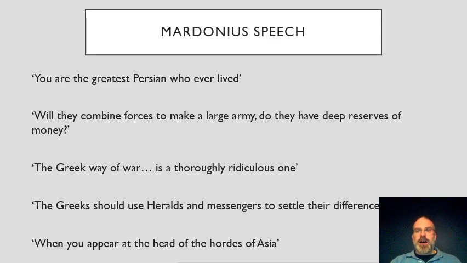So, right. Will they combine forces to make a large army? Do they have deep reserves of money? These are two quite interesting points, because Mardonius is judging success on size and money, and neither of those things is actually crucial to the Greek success. Mardonius does not understand that it is being part of a political body, being free, being Greek, showing manliness. He doesn't understand the reasons why the Greeks fight and the reasons why the Greeks are successful.